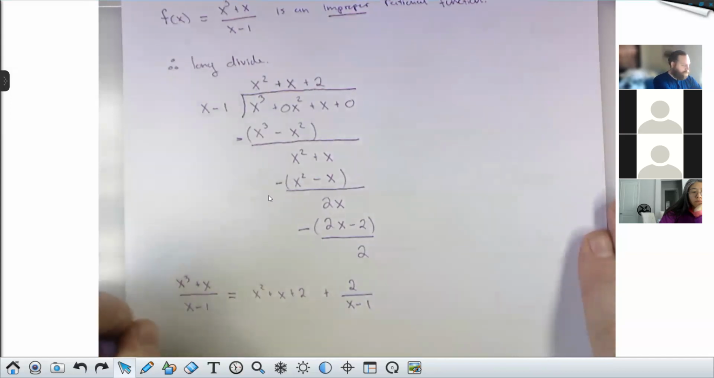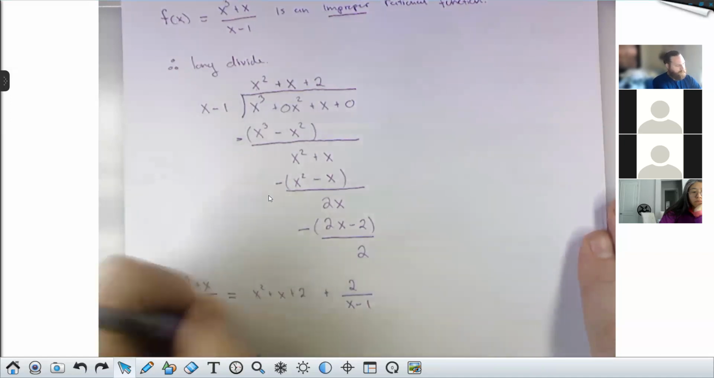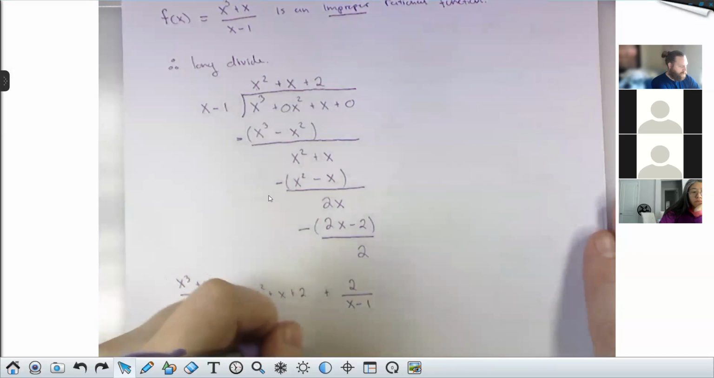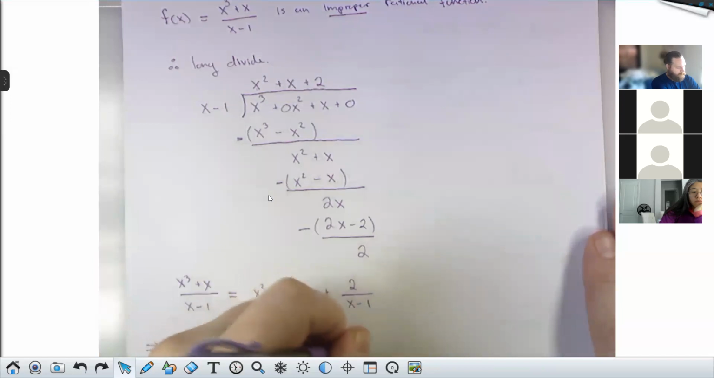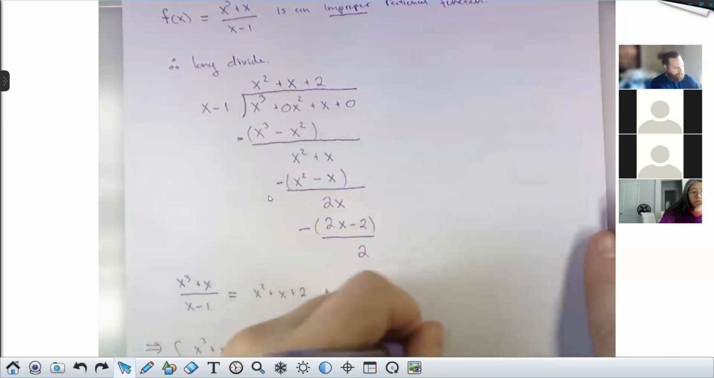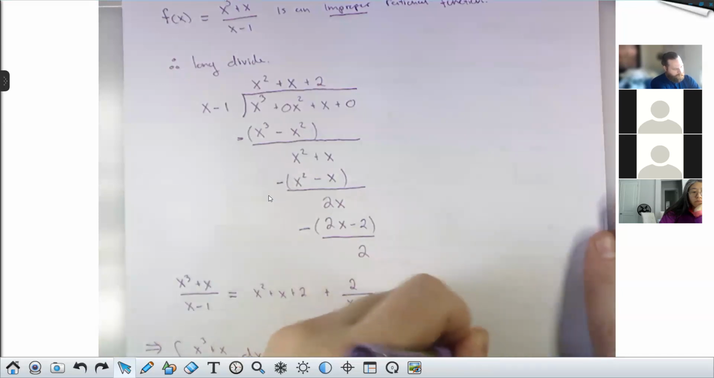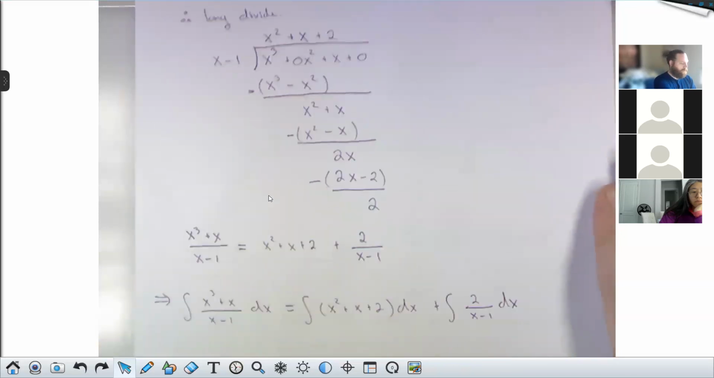Which means that your integral of x cubed plus x divided by x minus 1 dx is equal to the integral of these things. And I will split that integral up, because the integral of the first piece is done differently than the integral of the second piece. This first piece is just straight power rule stuff. It's very easy. How do you do this piece?